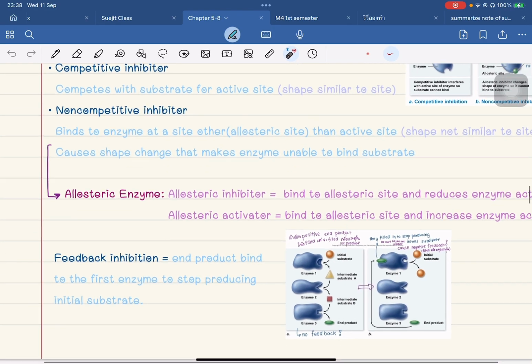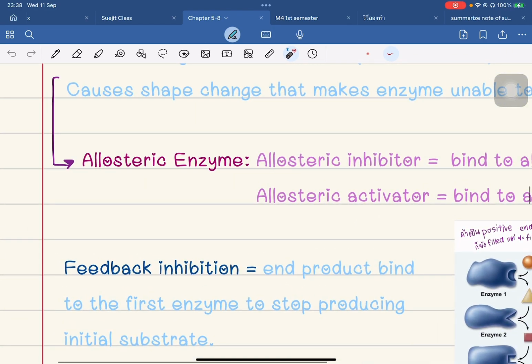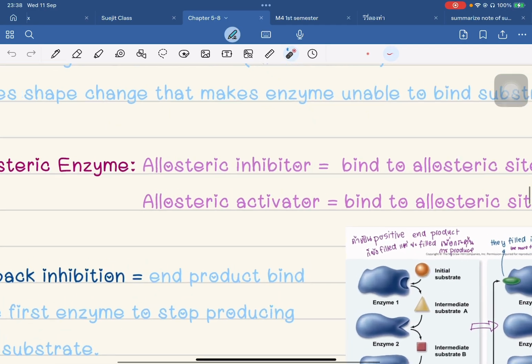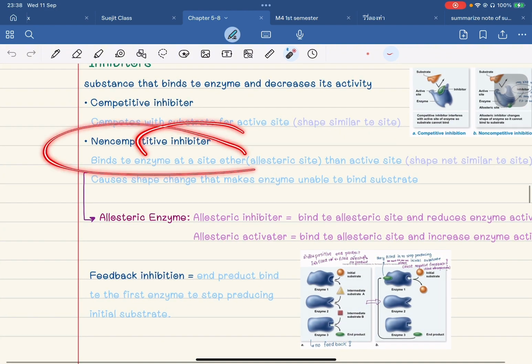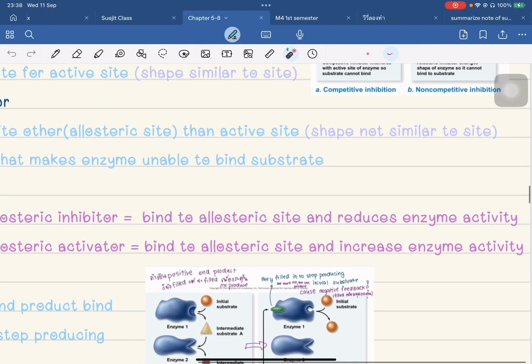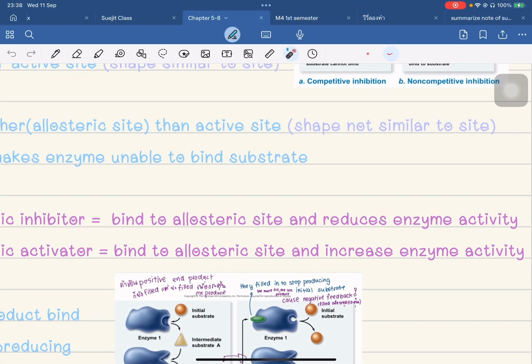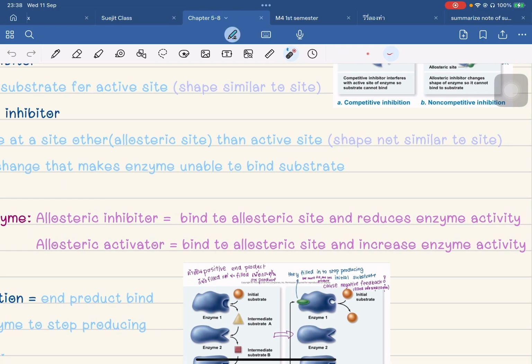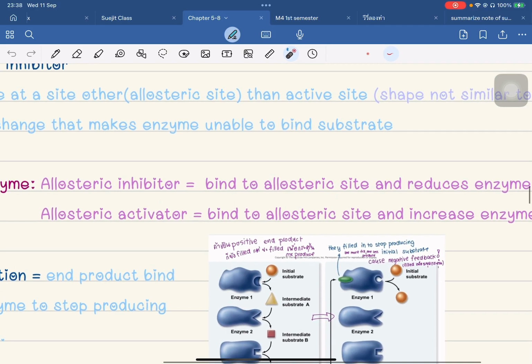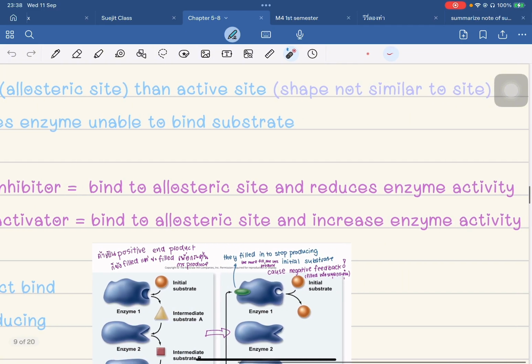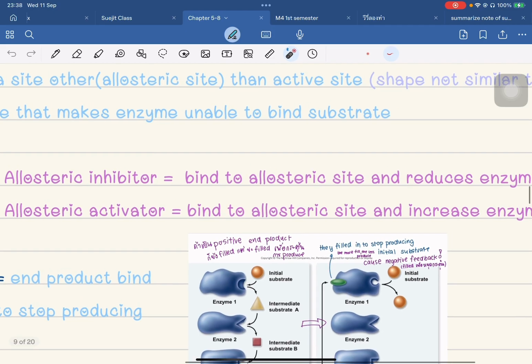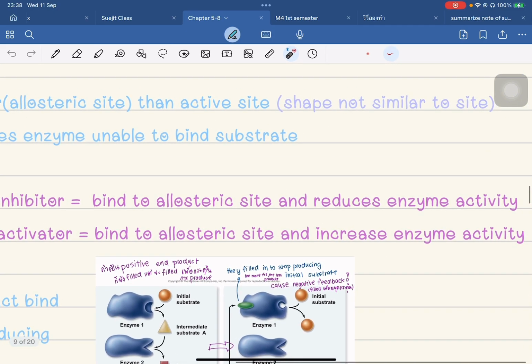So we're going to learn more about allosteric enzymes. First are the allosteric inhibitors, which is this one. Actually, it's the non-competitive inhibitor, I think. It binds to the allosteric site and reduces the enzyme's activity. Next is the allosteric activator, which is the opposite of the inhibitor. The activator binds to the allosteric site, but it binds to increase the enzyme's activity, not reduce it.